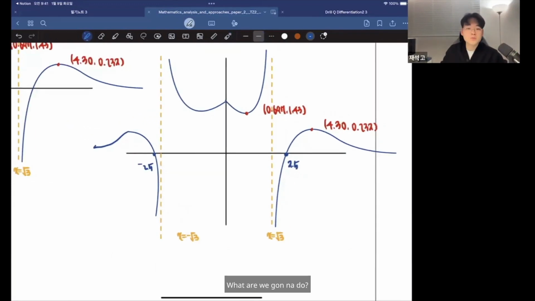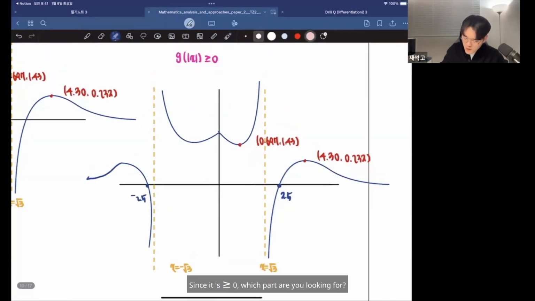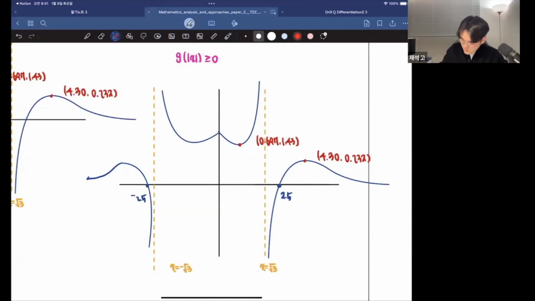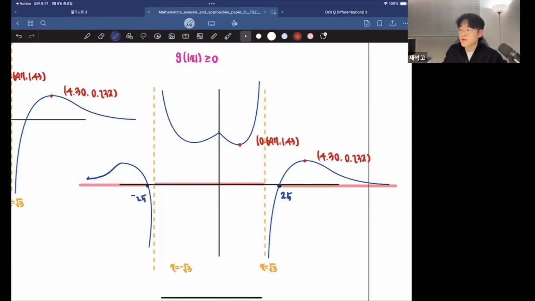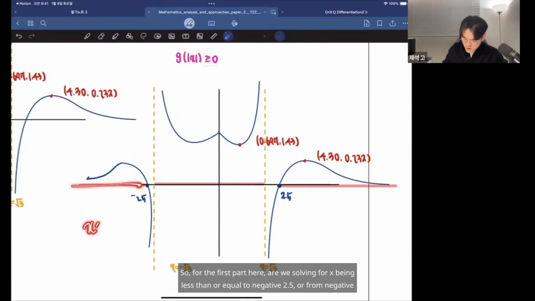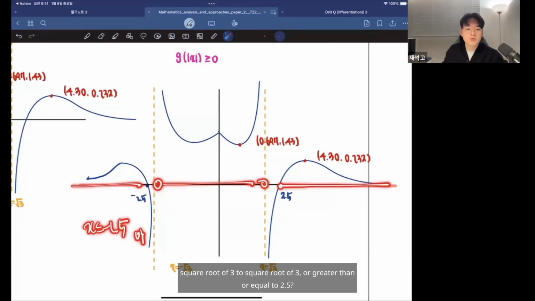What are we going to do? Since it's at 0, which part are you looking for? You're looking for this part, and this part, this part. You're looking for this part like this. So for the first part here, are we solving for x being less than or equal to negative 2.5? Or from negative square root of 3 to square root of 3? Or greater than or equal to 2.5?